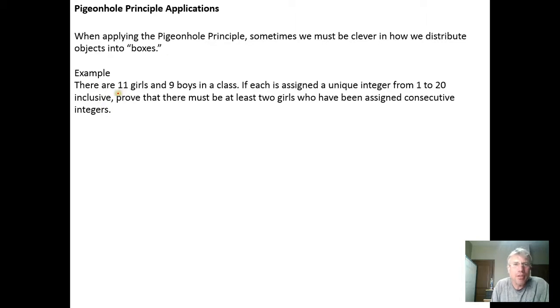So here we go. There are 11 girls, 9 boys in a class. If we assign a unique integer, meaning we can't repeat an integer, from 1 to 20 to those boys and girls, we want to demonstrate or prove that at least 2 girls have consecutive integers. And if 2 integers are consecutive, so for example 4 and 5 are consecutive, we want to recognize that the difference between consecutive integers is 1. So this number is going to be important to me.